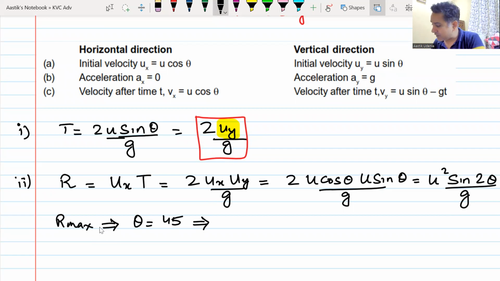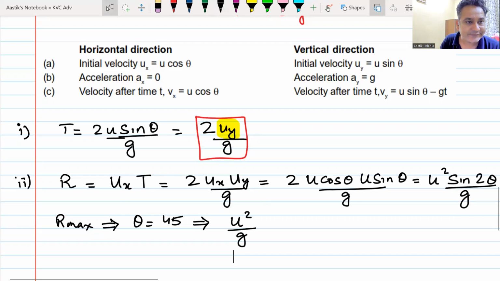Raise hand will give me more confidence that I am on the same page. So maximum range will be u square by g. Yes or no? Maximum range will be u square by g.